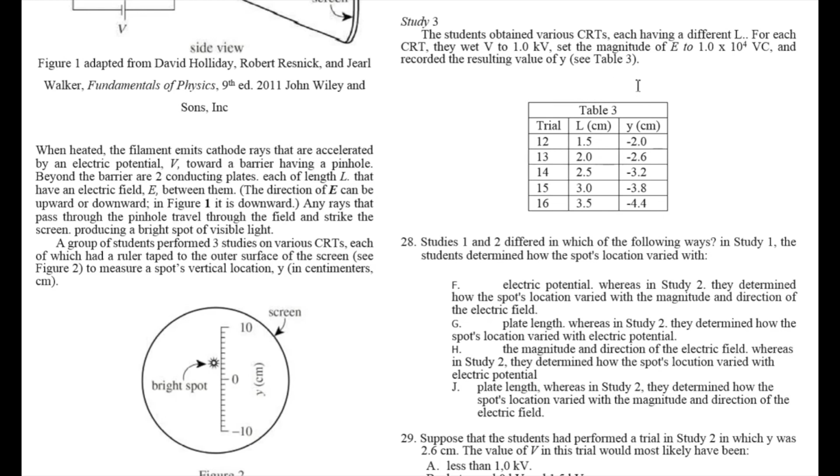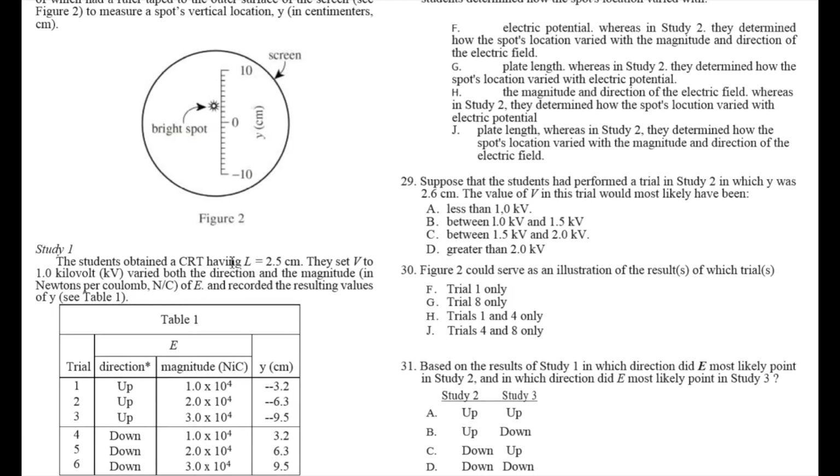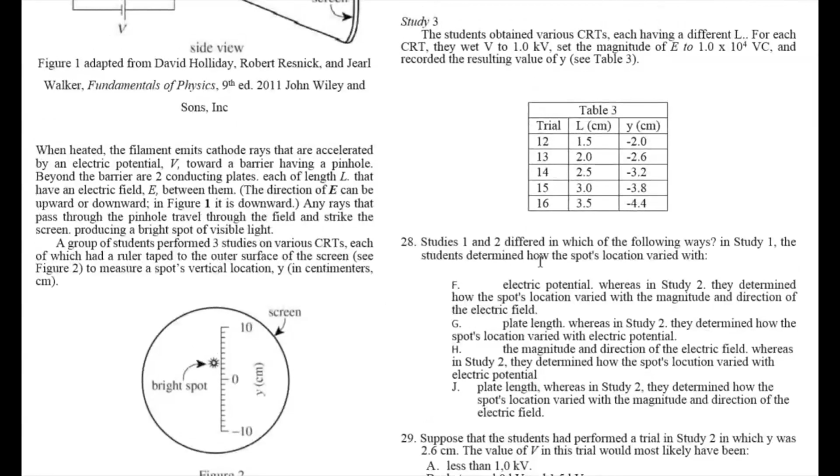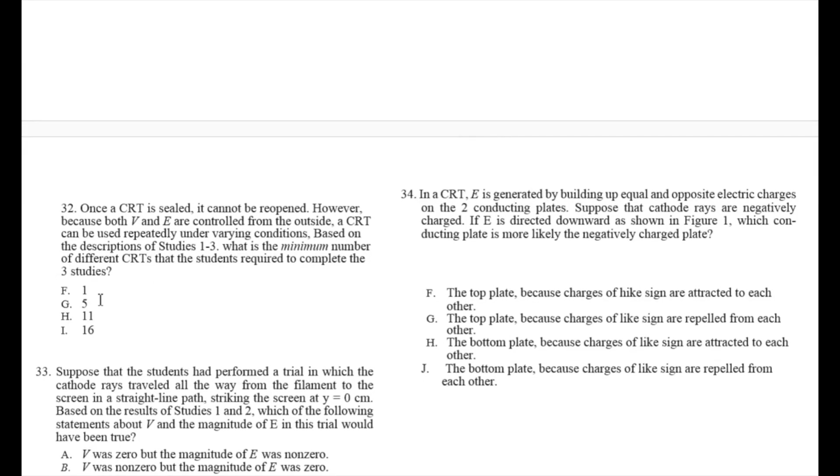Now, however, maybe one of the CRTs from study 3 could have been used in studies 1 and 2. Scrolling down, we see that the CRT in study 1 had a length of 2.5 centimeters for L. We scroll on up to the CRTs in study 3 and we see that, yes, 2.5 centimeters was one of the L's used in study 3. So they only needed 1, 2, 3, 4, 5 CRTs total, and they could be used for all 3 studies. We scroll on down and it looks like G is the correct answer here with 5 CRTs.